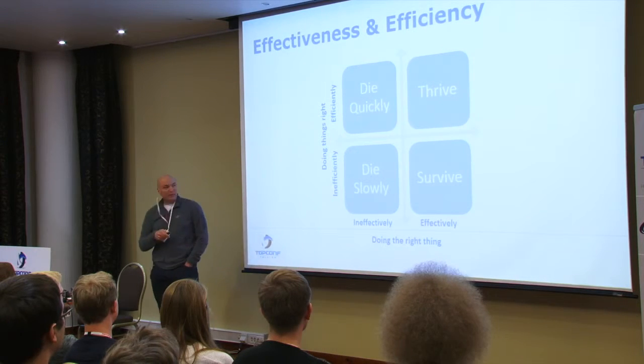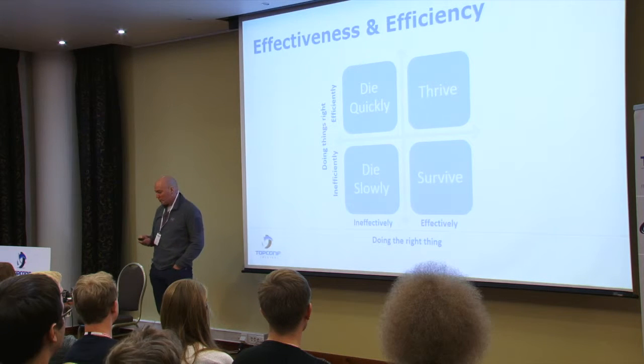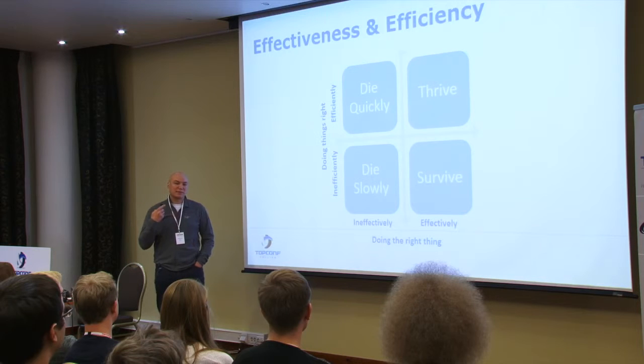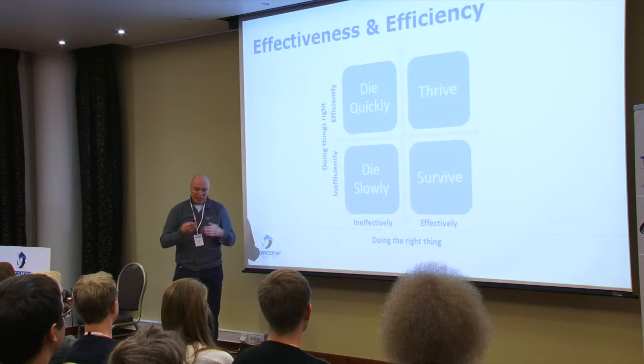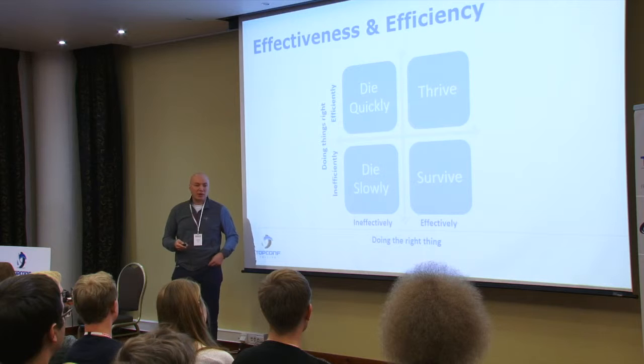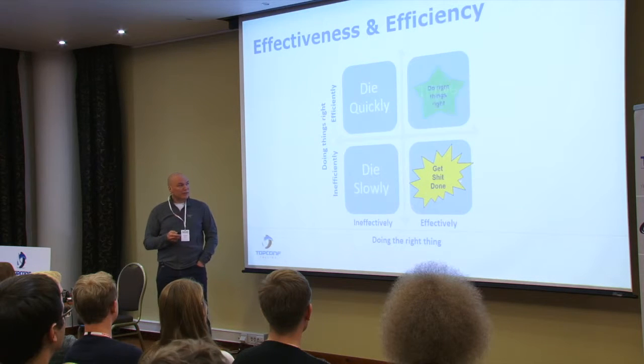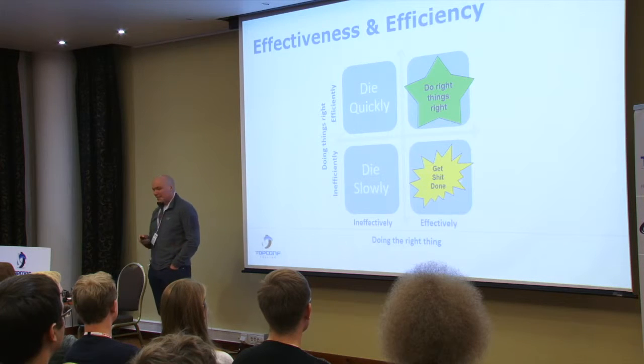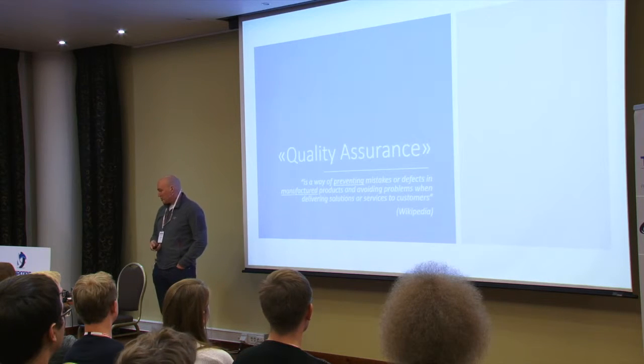So how do we get in the upper right corner? Most important, we have to do quality assurance. It's to get some sustainability into the product. So we want to do the right things right and not just get things done. So what is quality assurance?